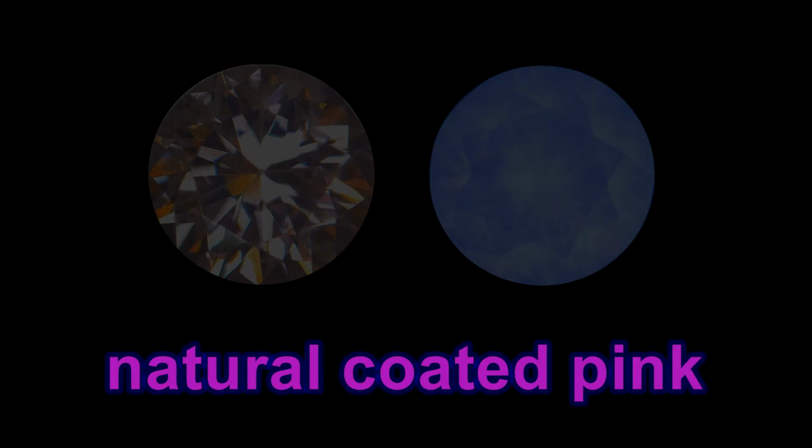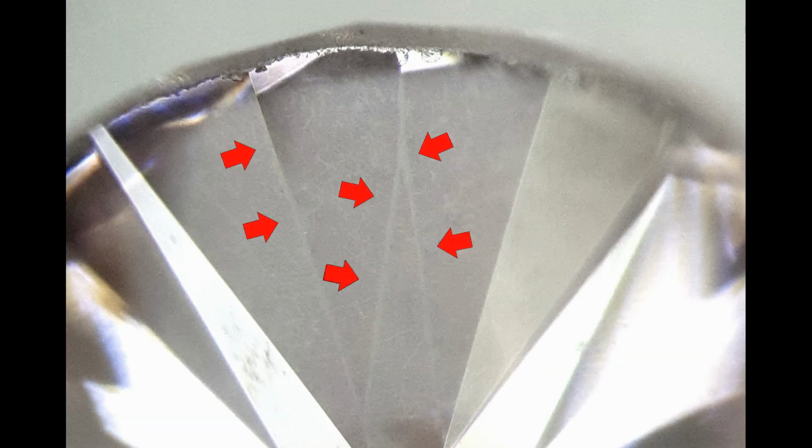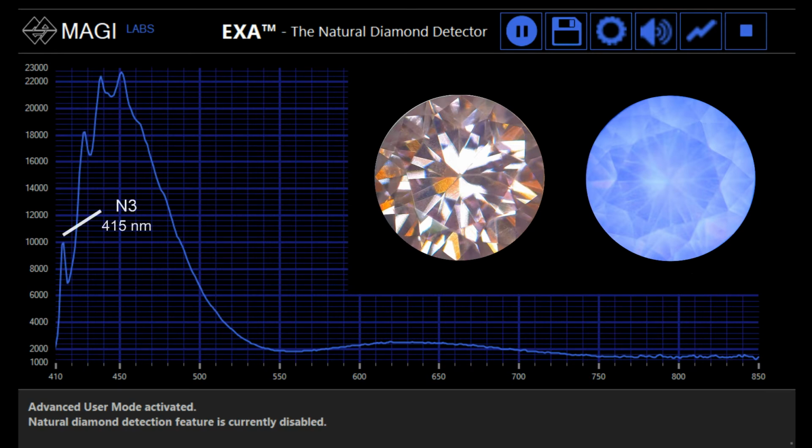Natural coated pink. There are a few companies producing coated fancy color diamonds, especially in the melee size. The coating is applied on the pavilion only, but it's almost impossible to notice, especially when they are set in jewelry. The EXA is not able to spot coatings, so the spectrum will be identical to the one of a natural 1AAB pink diamond.